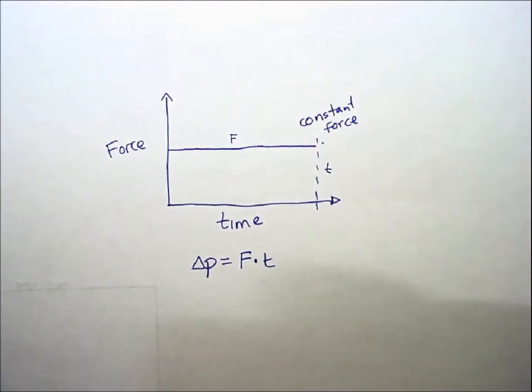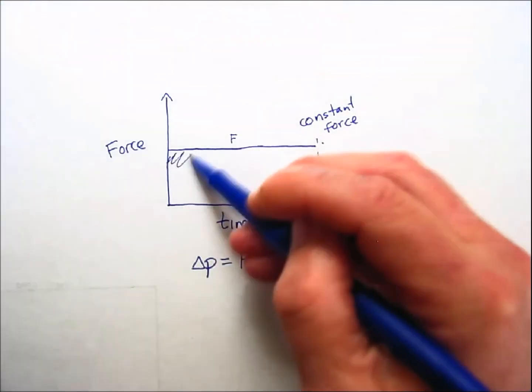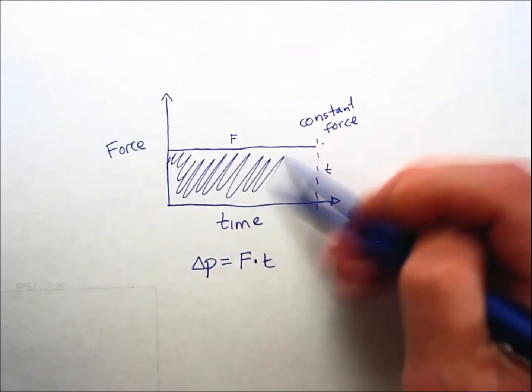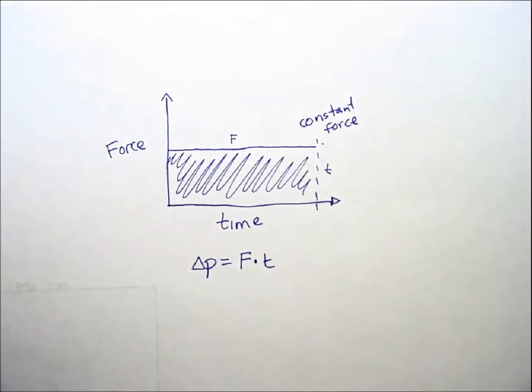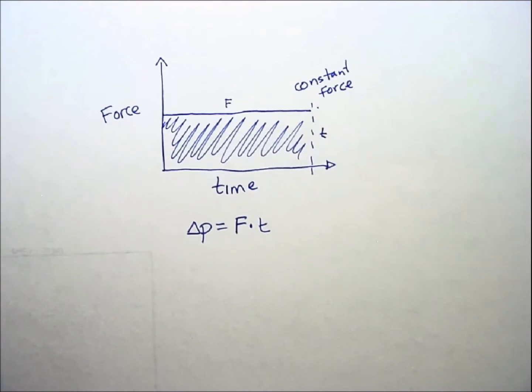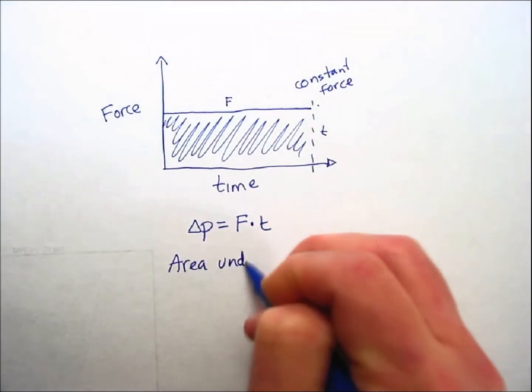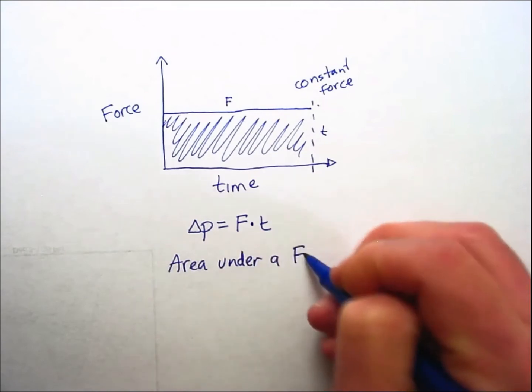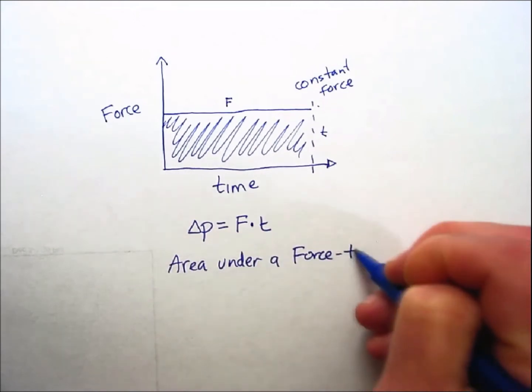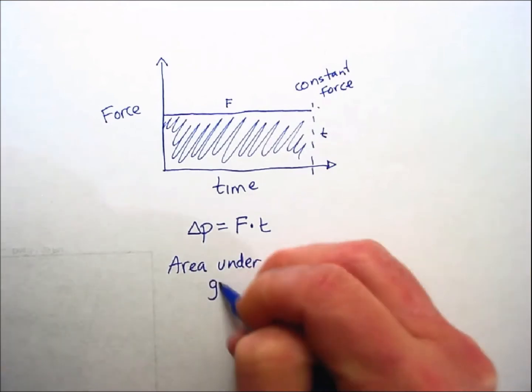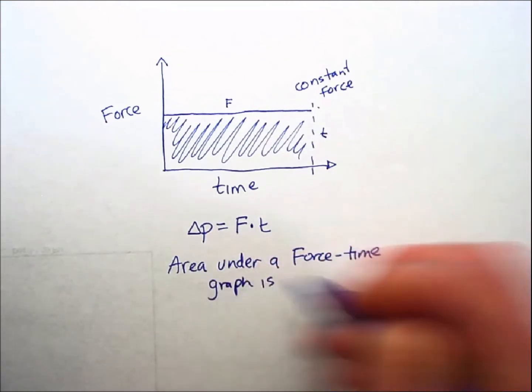The very interesting thing about that is when you take force times time, you're essentially also finding the area of this geometric figure that you found right here. A very, very important concept here is that the area under a force time graph is impulse.